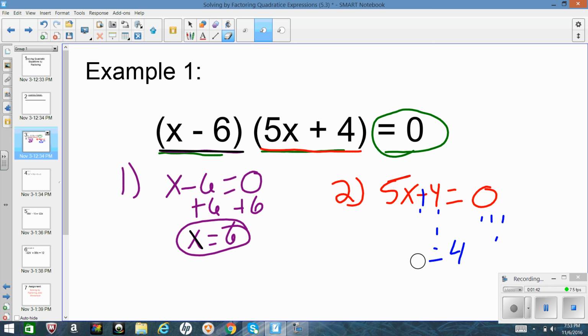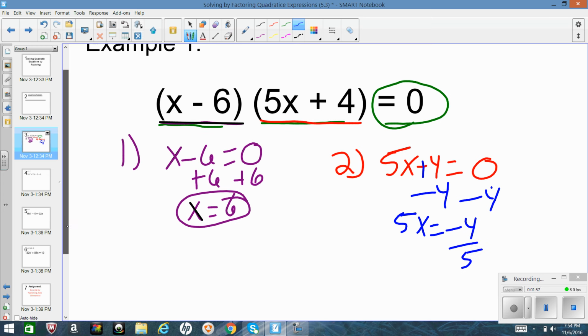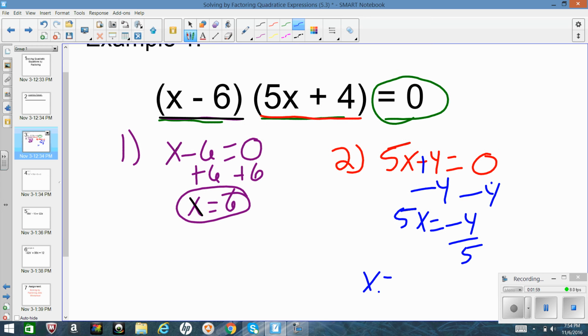Hold on, let's erase all this. 5x plus 4 equals 0. So I'm going to subtract 4 from both sides. So 5x would equal negative 4. Divide by 5 on each side. So x would equal negative 4/5, and that would be my final answer. So negative 4/5 would be my second answer, and x equals 6 would be my first answer.